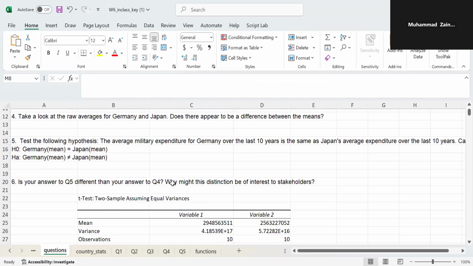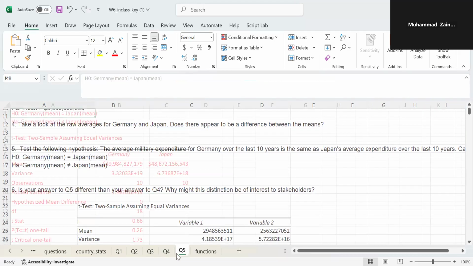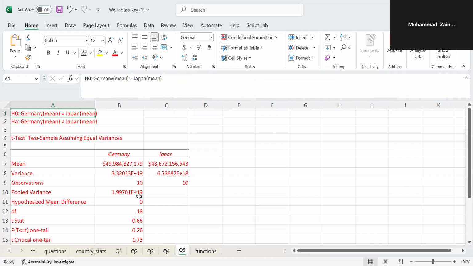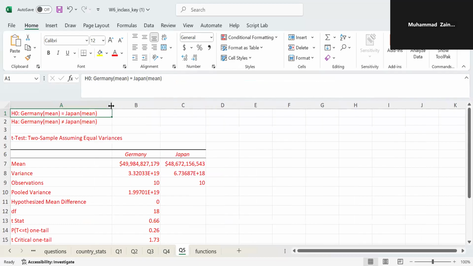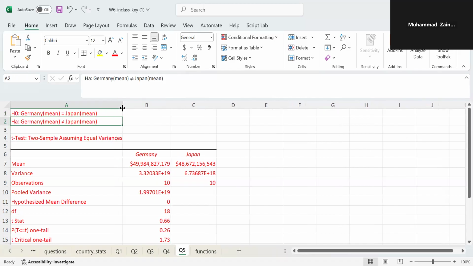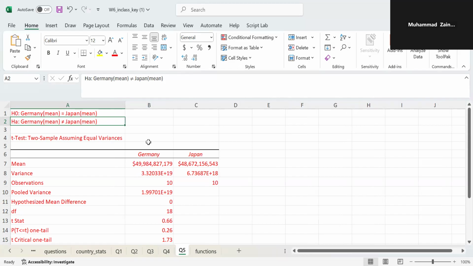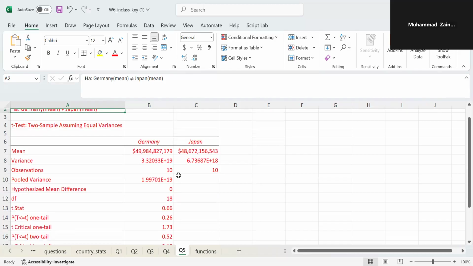So we're doing the same thing here in question number 5. We have this hypothesis that Germany's mean is equal to Japan's mean, and the alternative hypothesis is that Germany's mean is not equal to Japan's mean. So we can again do the test here. So here we can just put the values again.